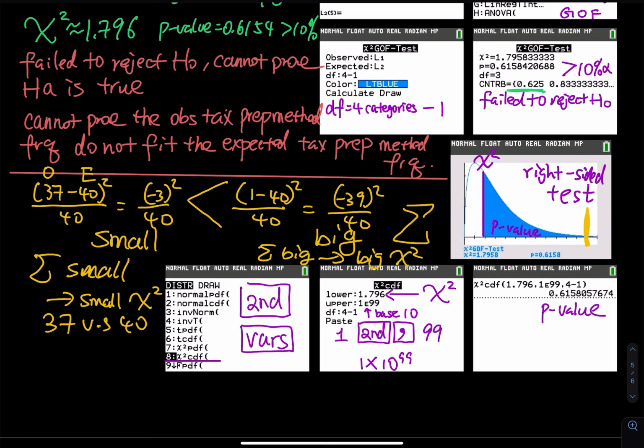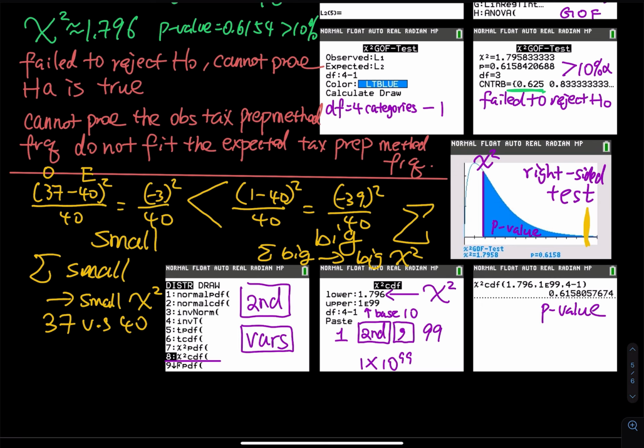That gives you the e. Do you see that there is a double e above the comma? And then you type 99, so that's how you type the base e. And then you type 99, and then the degree of freedom, which is the number of categories minus 1. Once you click paste, the command will go to the home screen. Click enter to get the p-value.